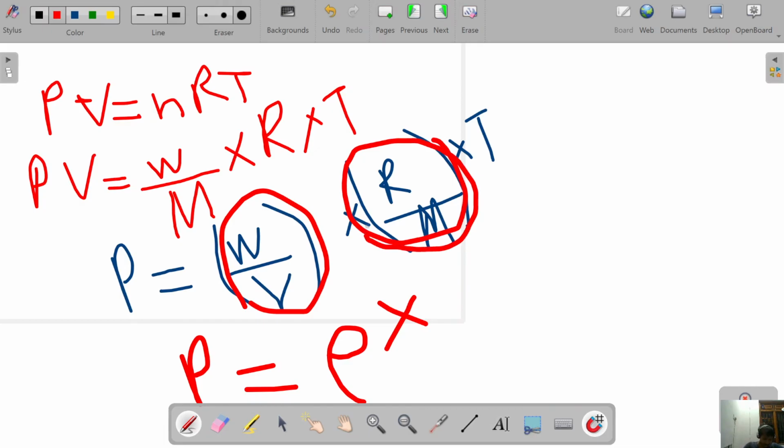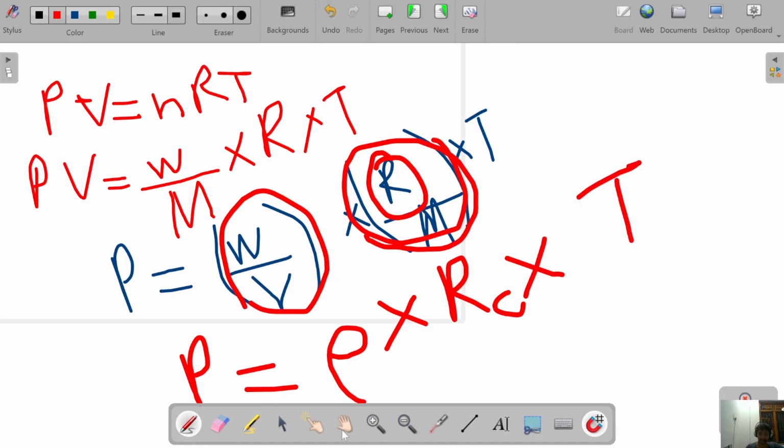This is rho, the density, into R by M, which is the characteristic gas constant of the gas that we have to find for this question. Let's assume this is RC, the characteristic gas constant RC. This R is the universal gas constant of the ideal gas. So P is equal to rho RC into T, the temperature in Kelvin.